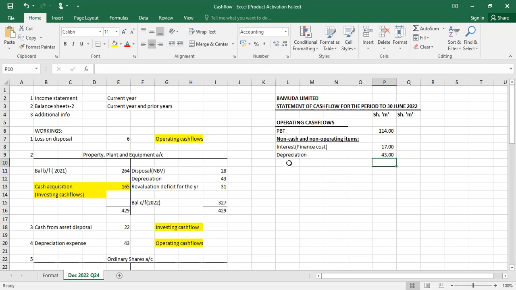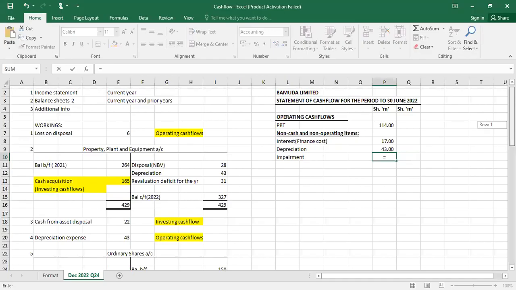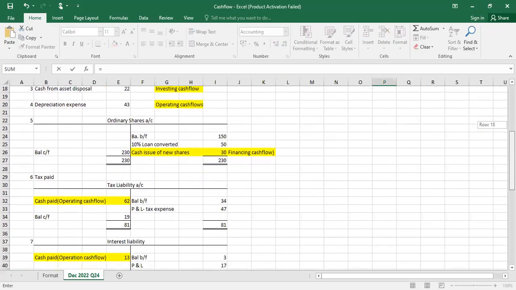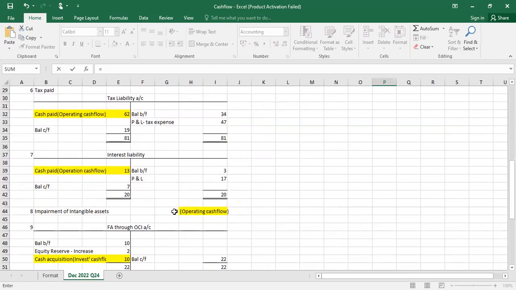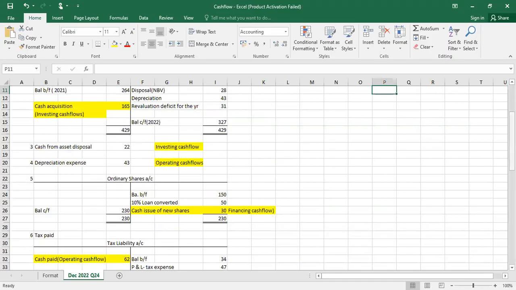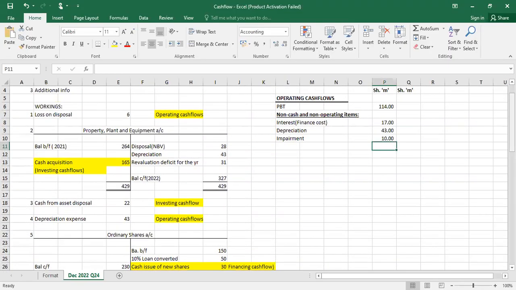What else? What other non-cash item? Somebody? Impairment. There was impairment. The impairment of 10 million, we did compute. In that case, you can refer to, we had that in working number 8. This impairment of 10. Note that like depreciation, that also you add back.